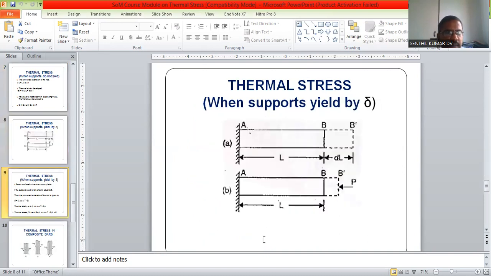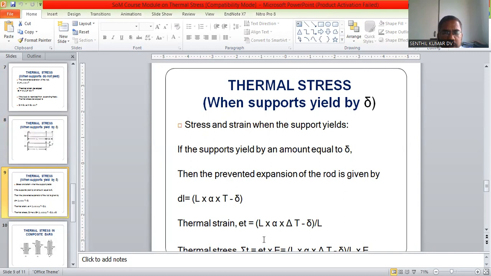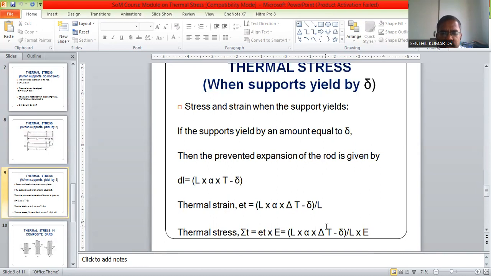The second case is that the supports do not prevent the expansion of the body completely. The support will yield to some extent. Here, if the support yields by an amount delta, then the prevented expansion will be L alpha T minus delta, and hence the thermal stress is (L alpha T minus delta) by L into E. So these are the two cases of simple bars subjected to thermal loads.